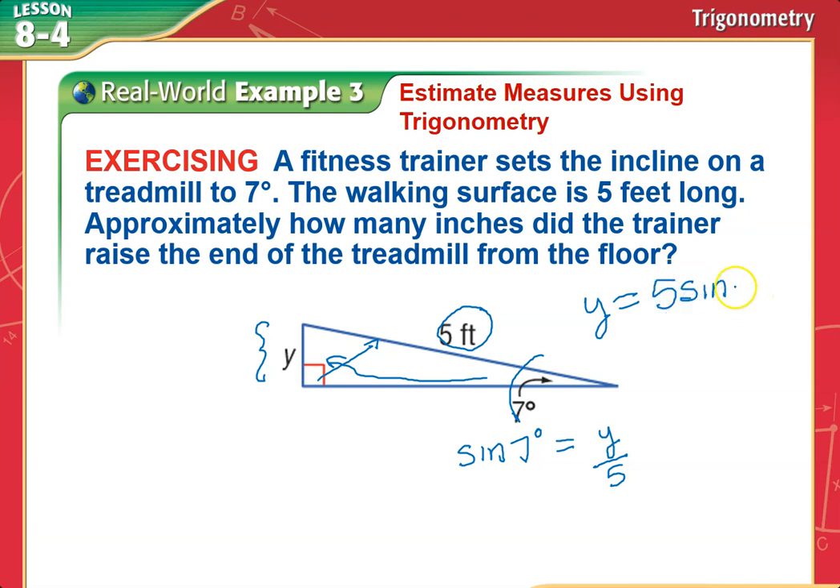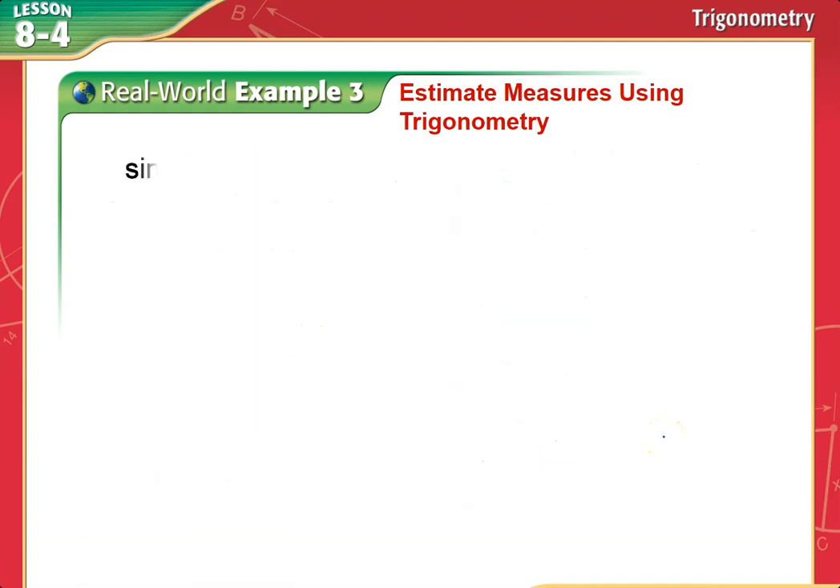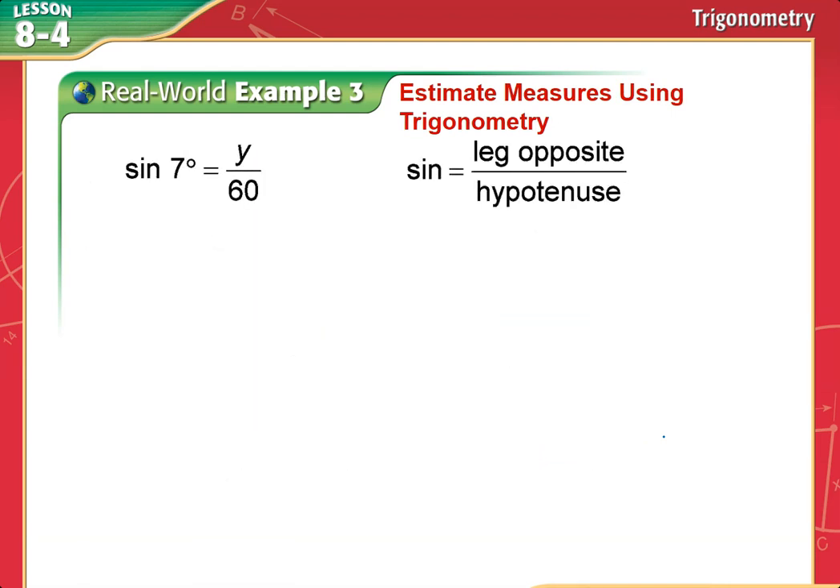Now sine of 7, you aren't expected to know what that is exactly, but a scientific calculator or your graphing calculator can find the sine of 7 degrees. Just make sure you're in degree mode when you use your calculator. So 5 times sine of 7. Okay? So we have sine of 7 equals y over 60. Oh, I made a mistake.